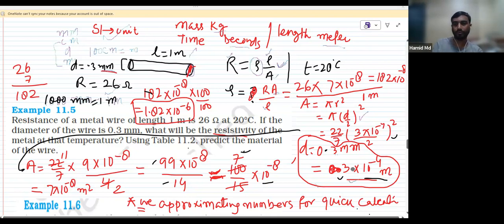So we somehow reach 7 into 10 to the power minus 8. We substituted it over here. Now our task is to multiply 26 by 7. We multiplied it and got 182. Now this 182 into 10 to the power minus 8, in scientific notation, we have to write like this.